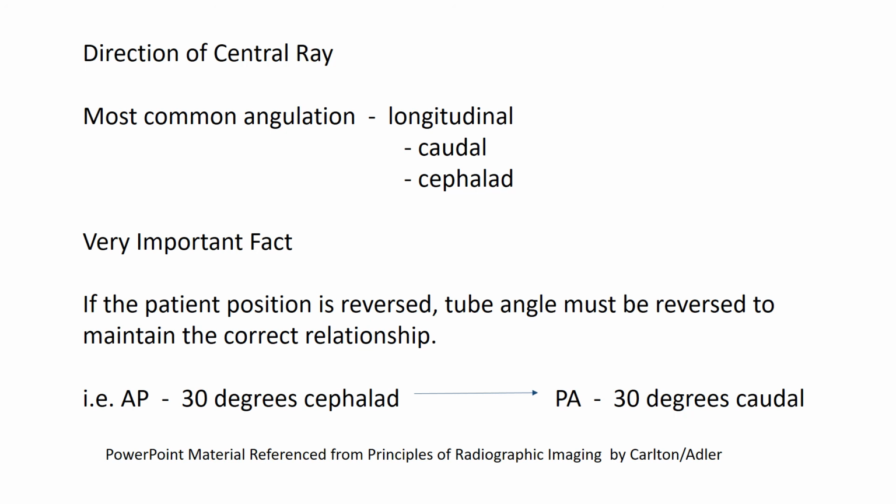So if you were doing a person AP, whatever body part it was, and it called for an AP at a 30-degree cephalad angle, and I couldn't have them AP for some reason and they had to be PA, well, now what would I do? I'd keep that 30 degrees, but I would reverse the angle to use now a 30-degree caudal angulation.